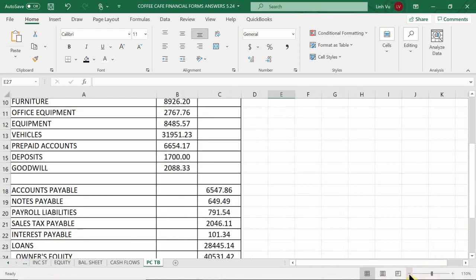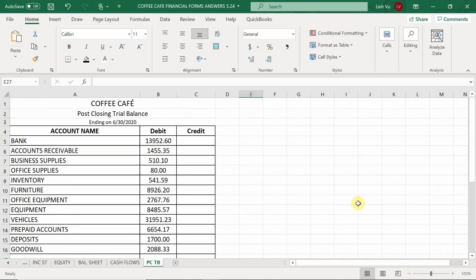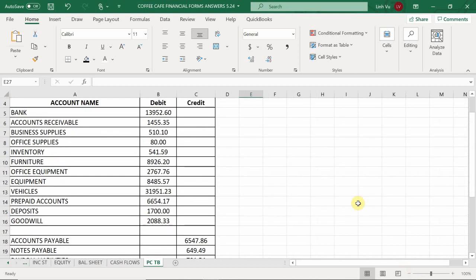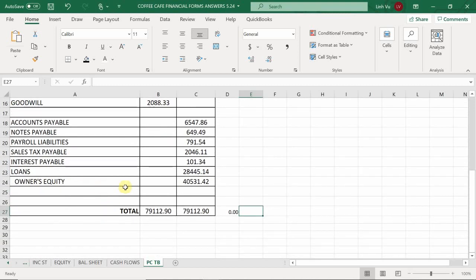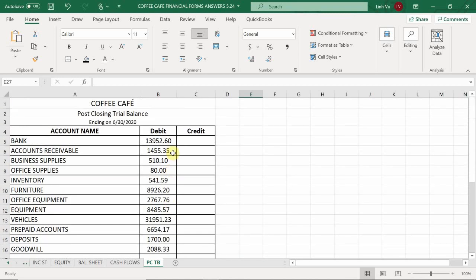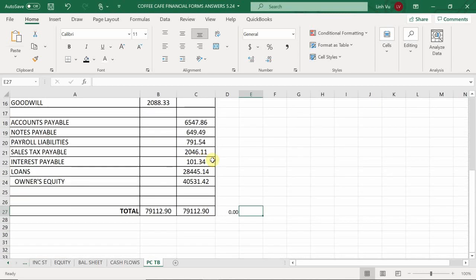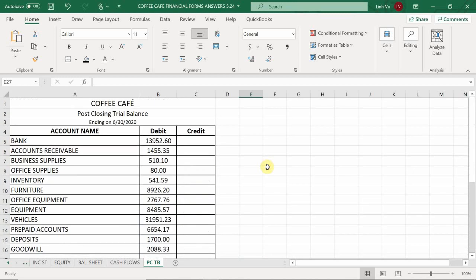And that's what I like to do to save you some extra time: take your trial balance. Once again, you never touched anything in your assets. You never touched anything in your liabilities. And your equity, we solved it to be the 40,531.42. So that's the only thing that you're going to be changing here. And you just tally up your total debits and your total credits, and it should pan out evenly. And that's it. We solved for our post-closing trial balance, and that was step 10 of the accounting cycle.